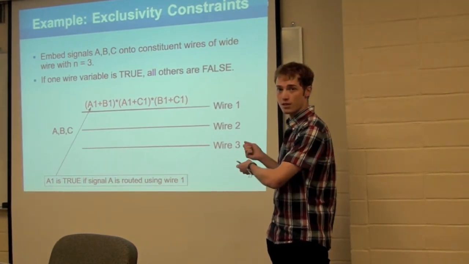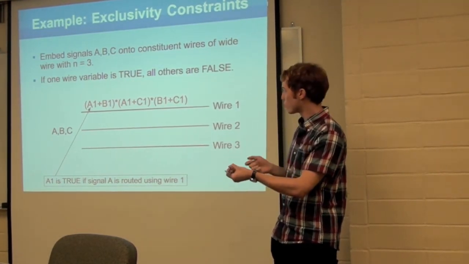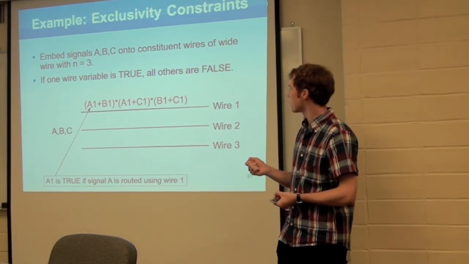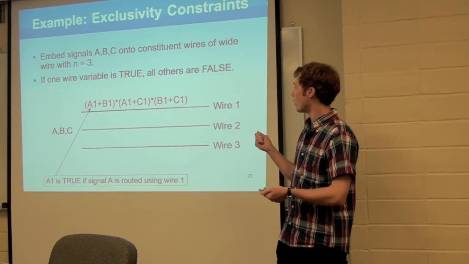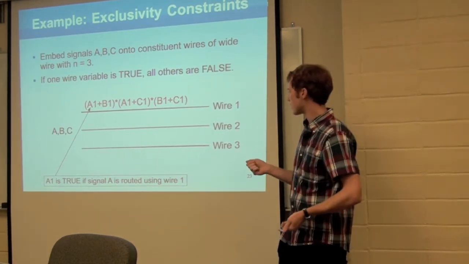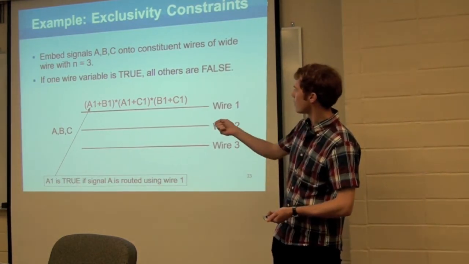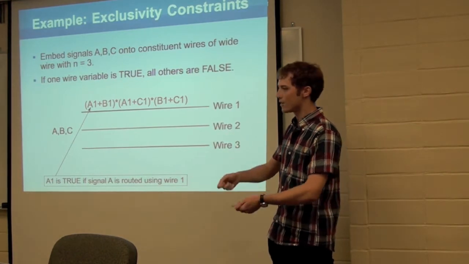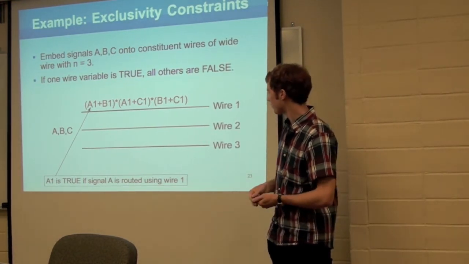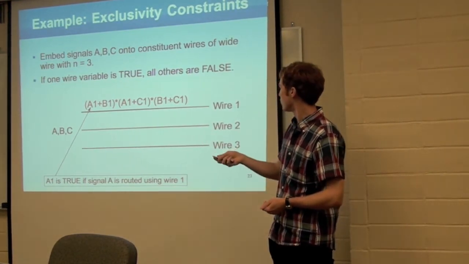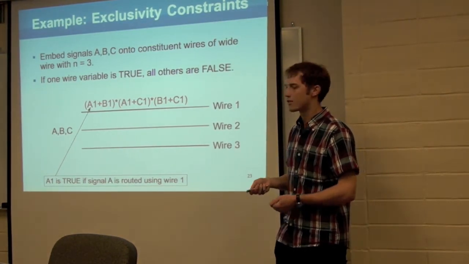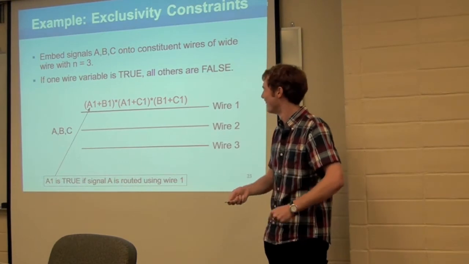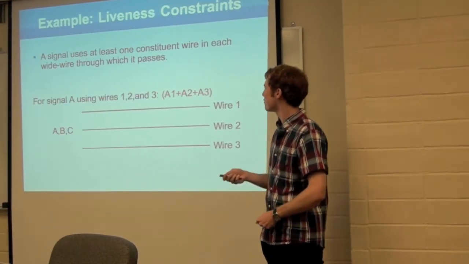And the same with A1 and C1. If A1 is true, C1 has to be false. So this ensures that only one of A, B, or C on wire 1 is true. I should have mentioned that A1 represents signal A using wire 1. So only one of those variables can be true. Okay, sorry, does that make sense? So that's the exclusivity constraints.